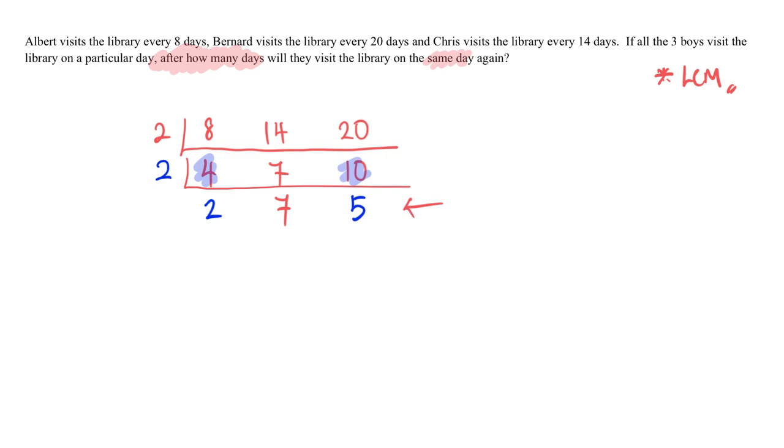Because at this point, there are no more common prime factors amongst the three numbers. Okay.